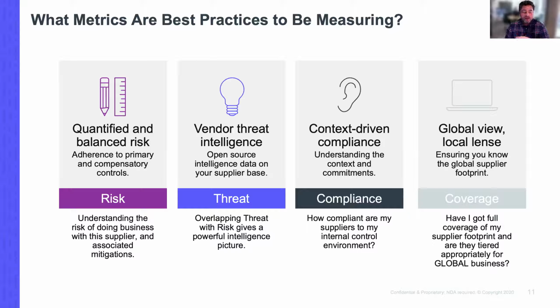And equally, threat doesn't always have to be about cyber, and risk doesn't always have to be about cyber. Security is more holistic than that. So we're going to encompass business continuity. We're going to encompass disaster recovery.